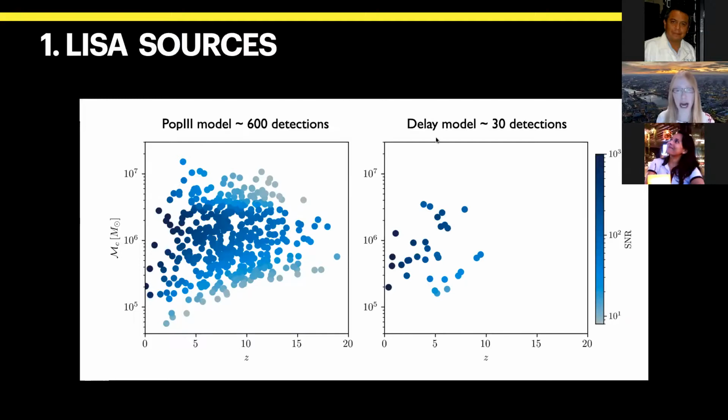Compare that to what happens in the delay model, where we have many, many fewer mergers. As a result, there are only about 30 detections in a 4-year mission. So clearly the outcome on the right is going to be much harder to perform really good tests of gravity with, because we have less data. So that's one thing you have to worry about and model.